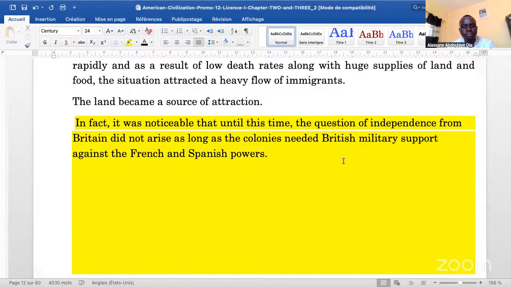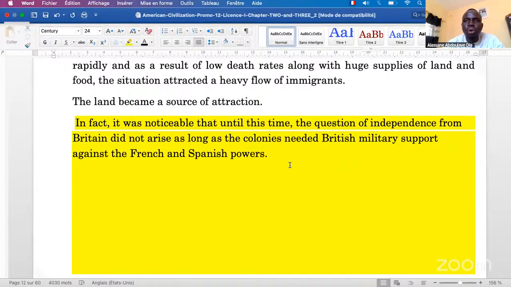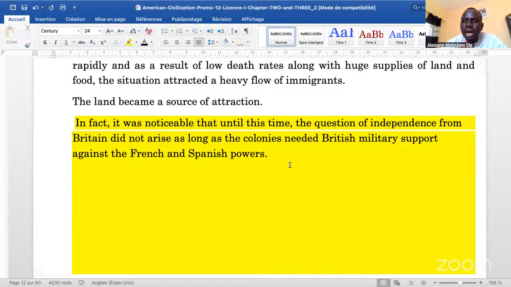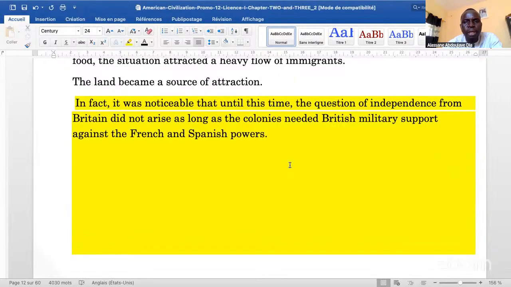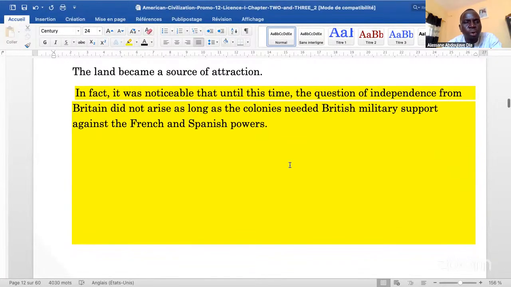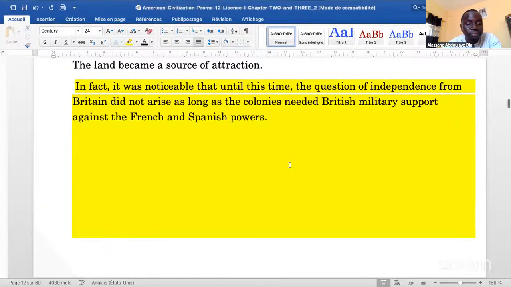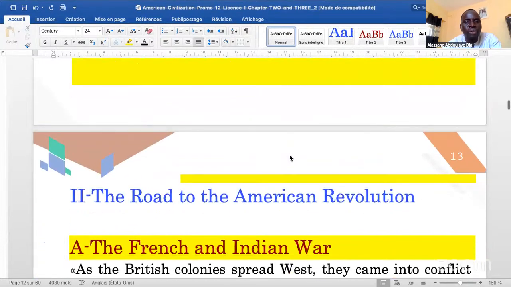What does this mean? Until now, I am explaining to you life and government in the colonies. I have not yet talked about independence. Why? Because the colonies found that it was okay going with the British. They needed the military support of the British. They needed that. So they did not talk about independence.